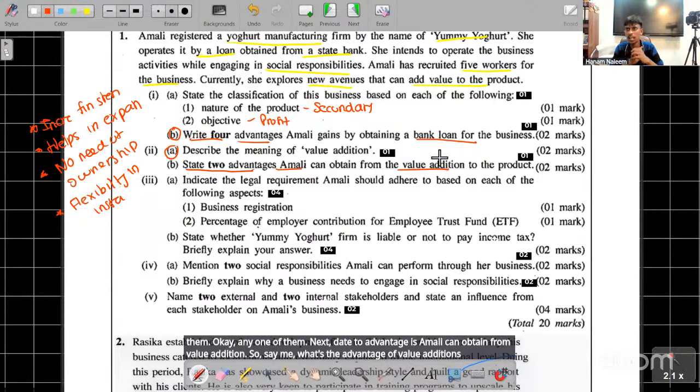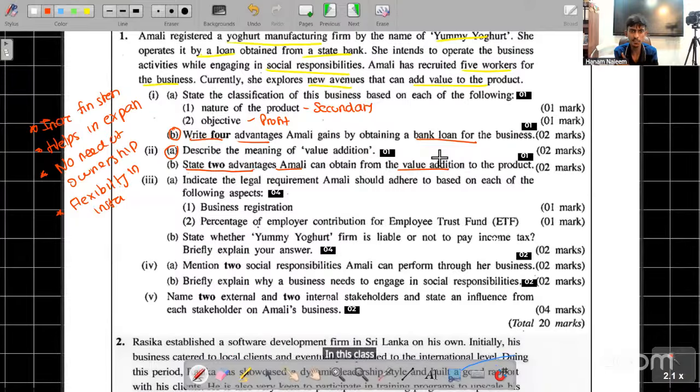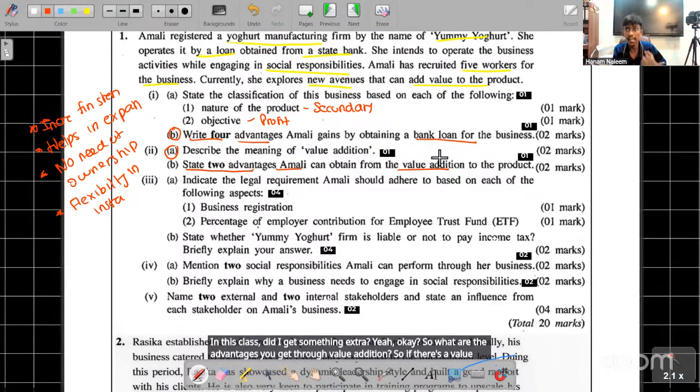So today you joined the class. Do you have a value addition in this class? Did you get something extra? Okay, so what are the advantages you get through value addition? If there's a value addition, I can charge a price. Only if I'm adding value, guys, can I charge a price more than my cost, and I earn a profit.